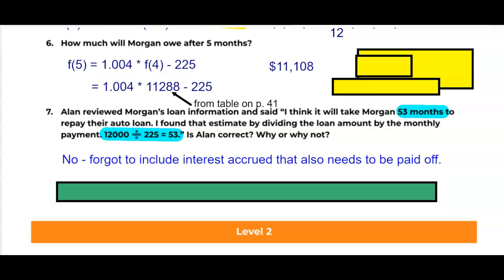Okay, so it's not correct because we're not including the interest accrued that also needs to be paid off. So dividing by 225 would be an interest-free loan. But every time we go a new month, we're doing that times 1.004 step. So it's increasing first and then decreasing by 225. It is not just subtracting 225 every month, which is what this division implies. So this would be if you had a 0% APR and you were just going to pay it per month, you would divide. But if you have interest, you have to calculate that first.